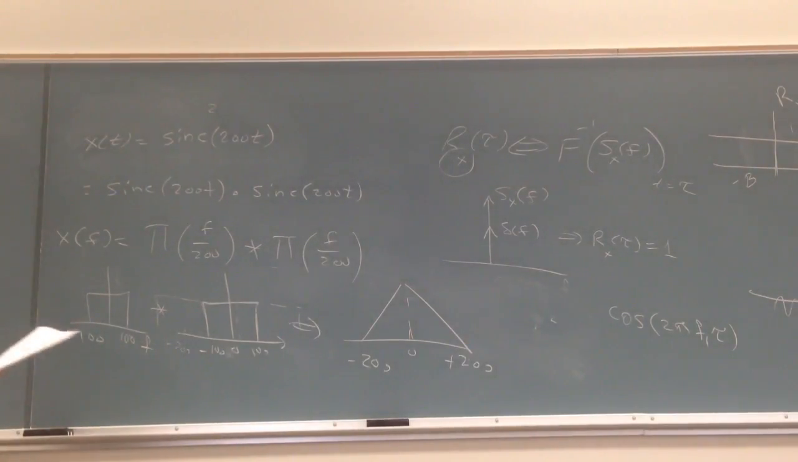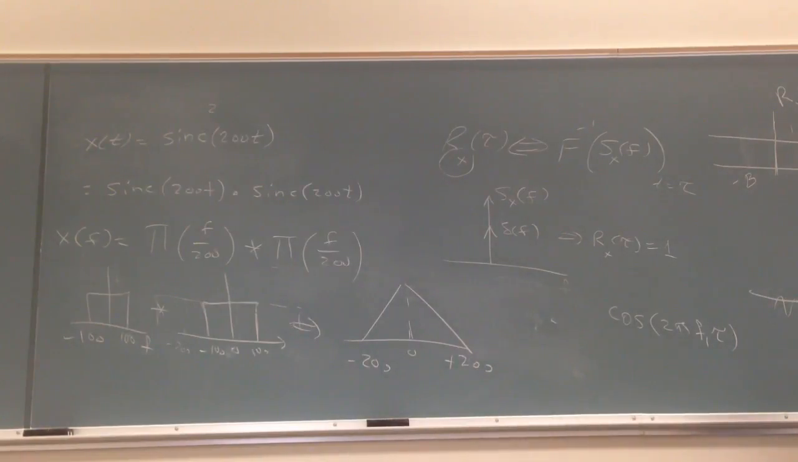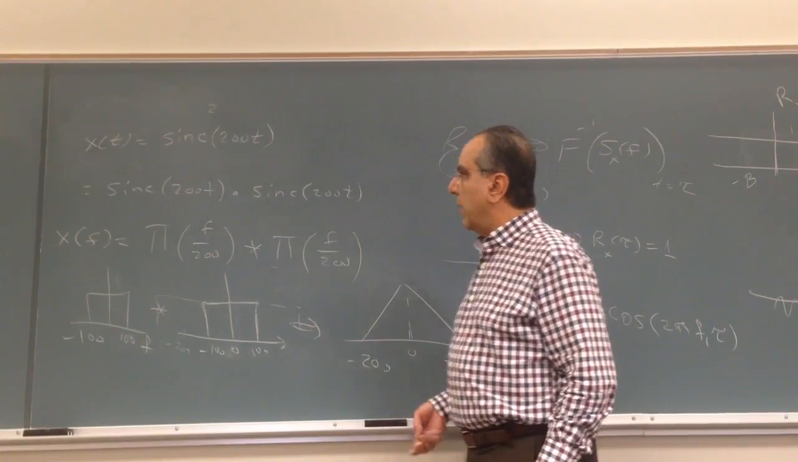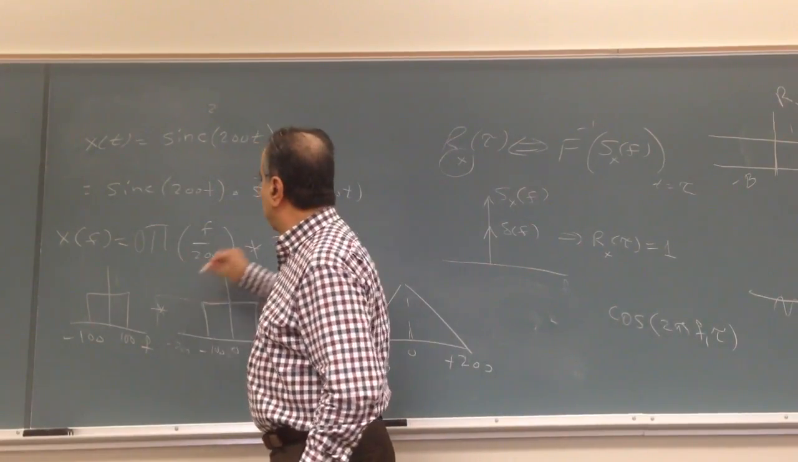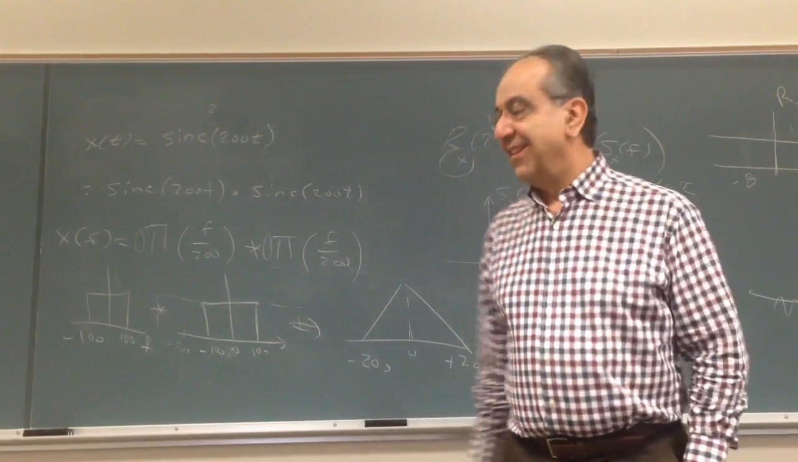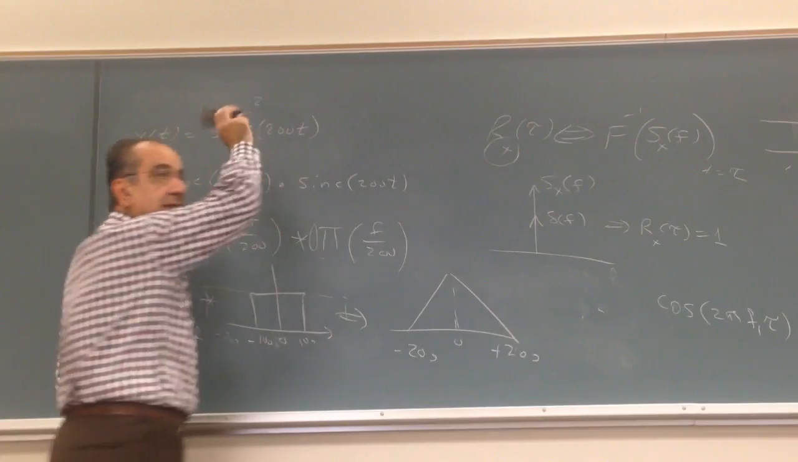Because the inverse of the sinc squared is the triangle, right? I think it makes sense. By the way, I'm ignoring these magnitudes, but you cannot. Any questions?